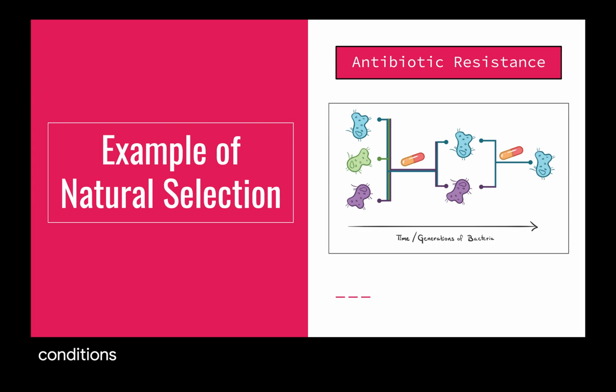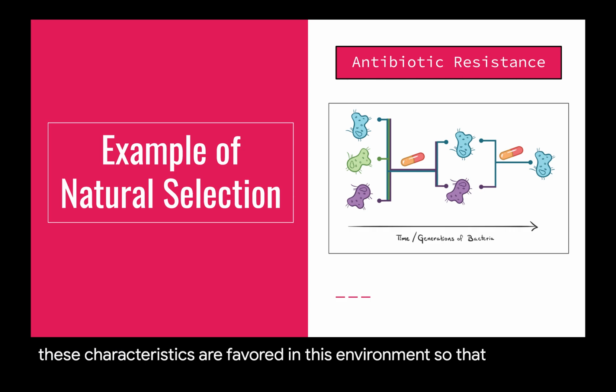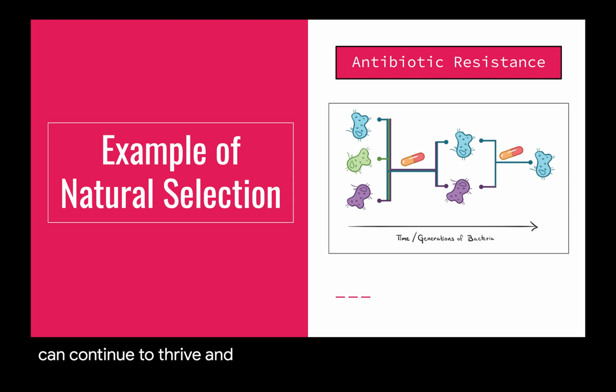Harmful conditions like the presence of an antibiotic might kill most of the pathogenic bacteria, but some may be better able to survive than others. These characteristics are favored in this environment, so these bacteria can continue to thrive and make you ill. Different environments favor different traits, and so natural selection has taken place.